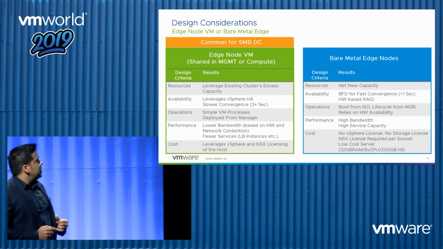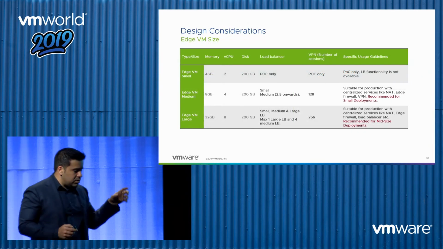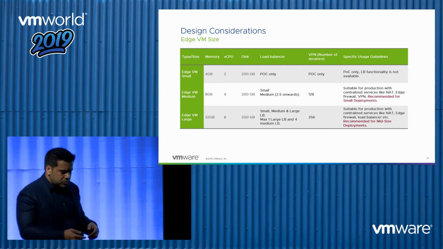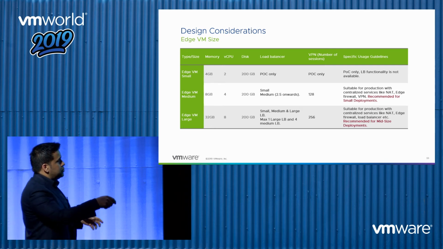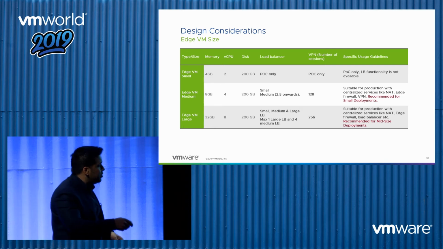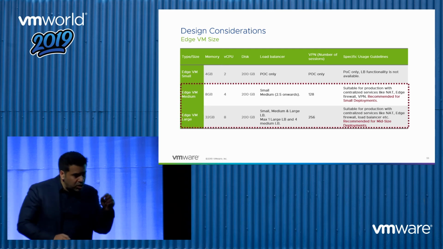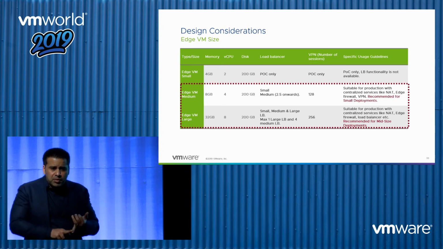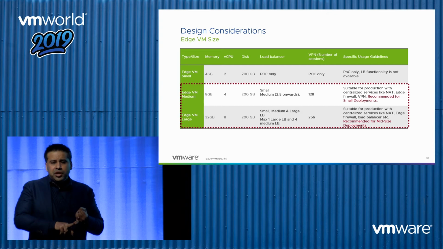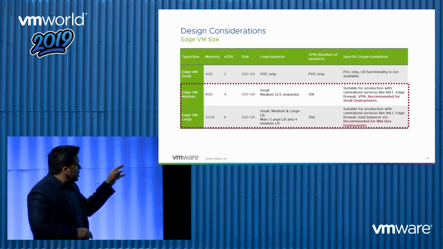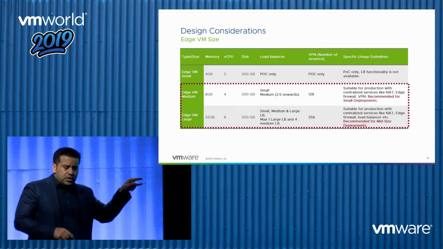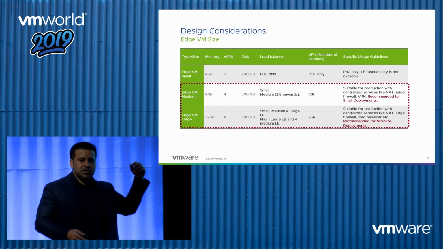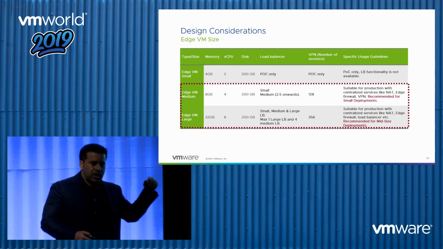All right, let's talk about Edge VM as well. We have various form factors, small, medium, or large. Small is POC only. I would go with medium for small to mid-sized deployments, okay? Because I think we have enough LB VIPs and enough VPN sessions that you would need in a small data center. For a mid-sized data center, I would go with a large Edge VM. It increases the scale, the number of VIPs, and the number of your IPsec sessions.